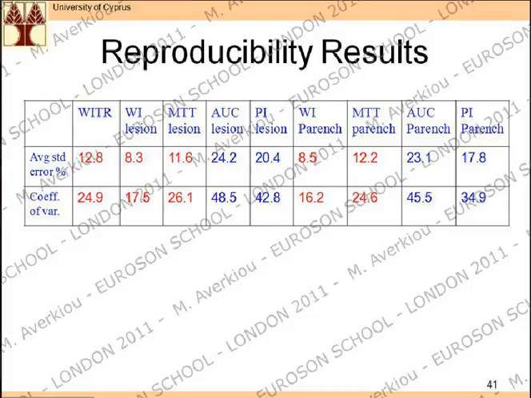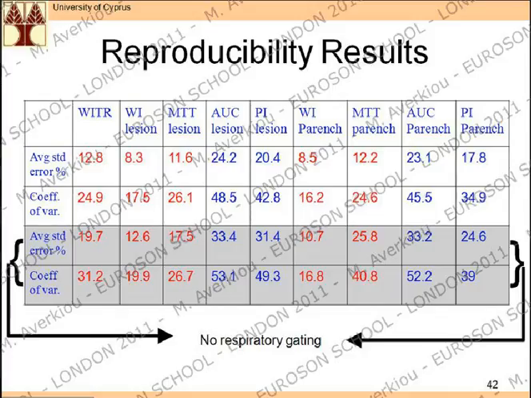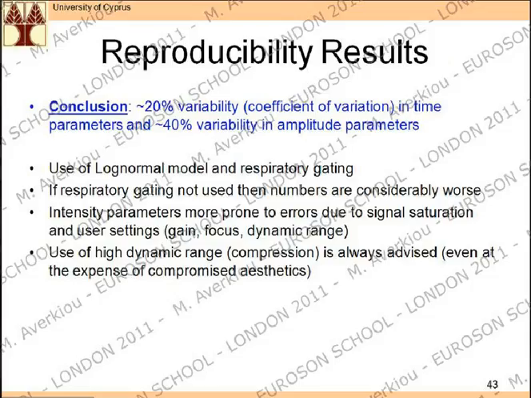So we see that our time parameters have a coefficient of variation of roughly 20%, where the area under the curve and the peak intensity have variations in the order of 40 to 50%. Now, if I don't apply respiratory gating, the coefficient of variation increases considerably. So the take-home message here is that at present, with this much data, we have 20% coefficient of variation in time parameters and 40% in amplitude parameters. We are using now the log normal model and respiratory gating together. If respiratory gating is not used, these numbers are considerably worse.